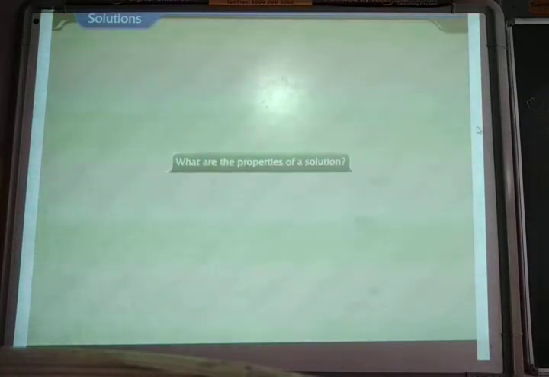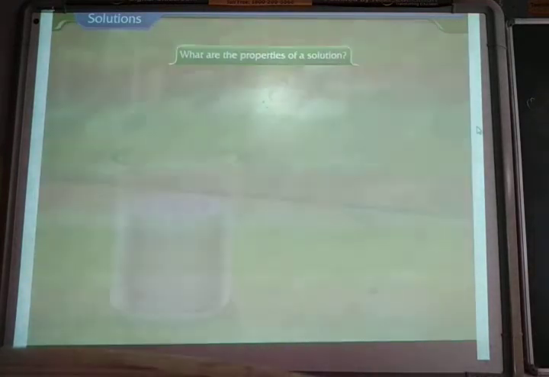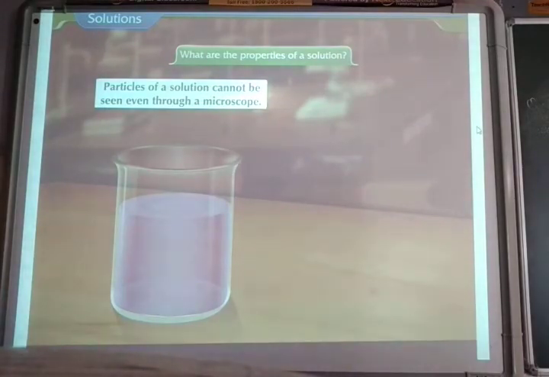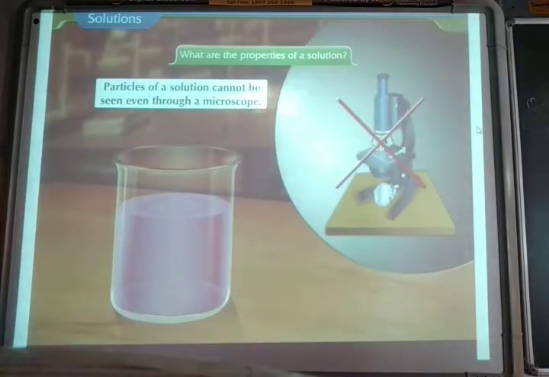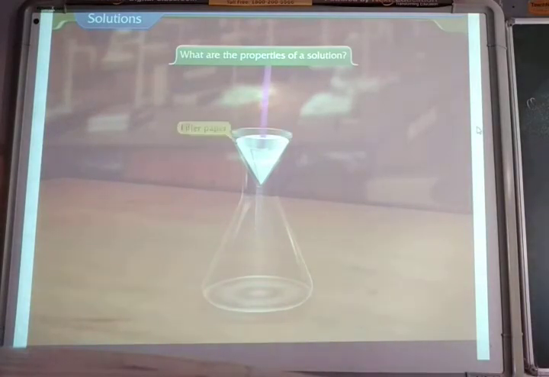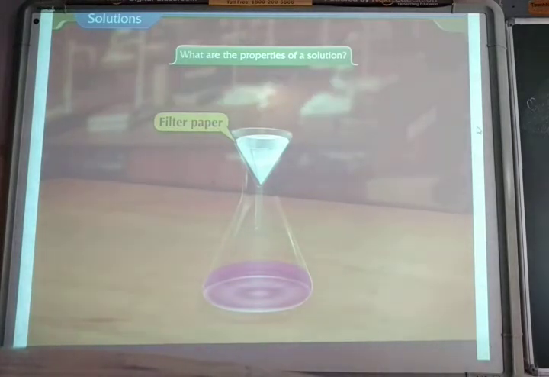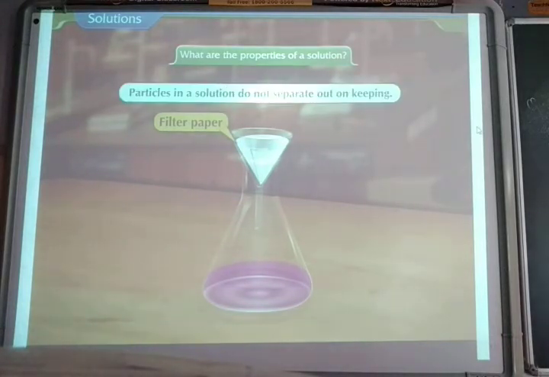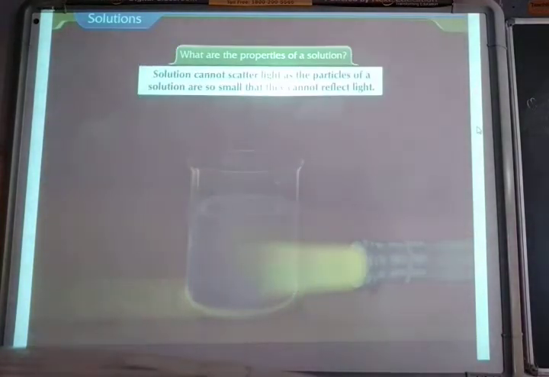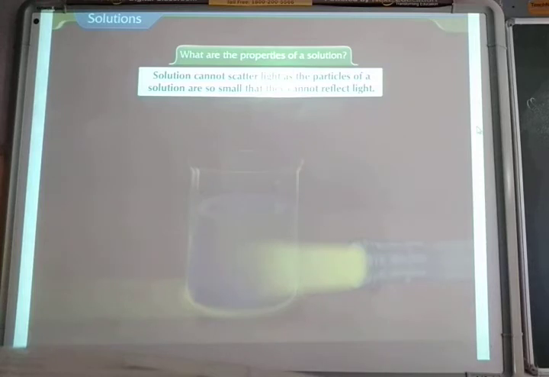What are the properties of a solution? The particles of a solution cannot be seen even through a microscope. The particles can pass through the filter paper. So, a solution cannot be separated by filtration. Solutions are very stable, that is, the particles in a solution do not separate out on heating. A solution cannot scatter light as the particles of a solution are so small that they cannot reflect light.